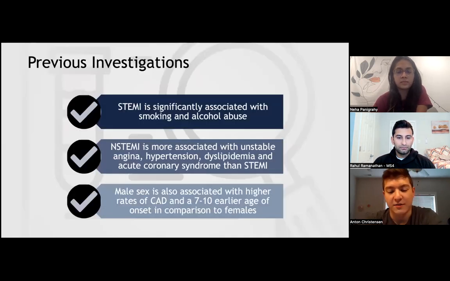Previous investigations have found that STEMI is significantly associated with smoking and alcohol abuse. NSTEMI, on the other hand, is more associated with unstable angina, hypertension, dyslipidemia, and acute coronary syndrome than STEMIs are. Male sex is also associated with higher rates of CAD and a 7 to 10 year earlier age of onset in comparison to females.